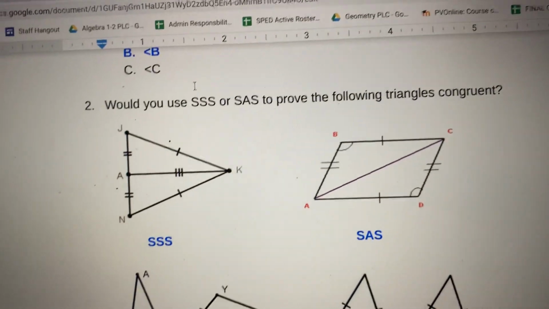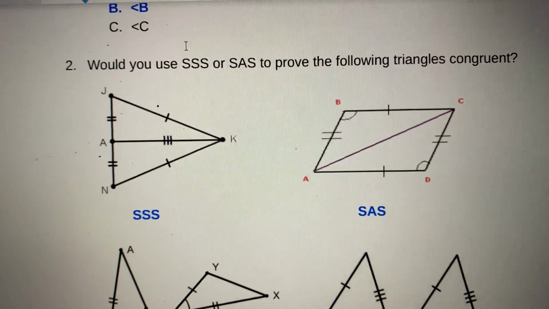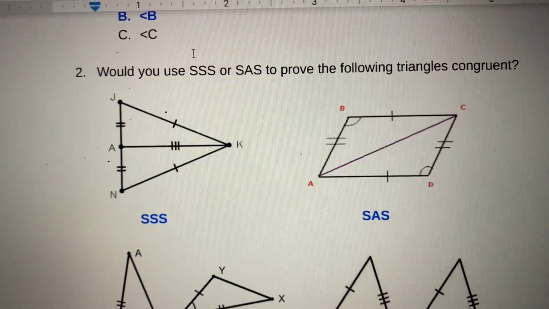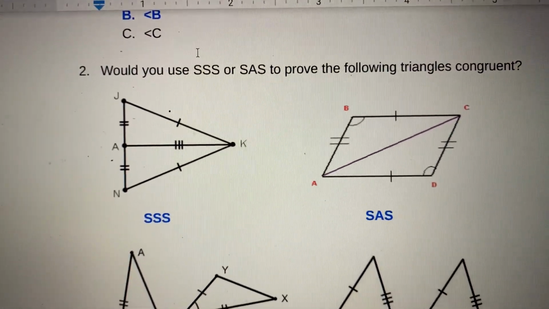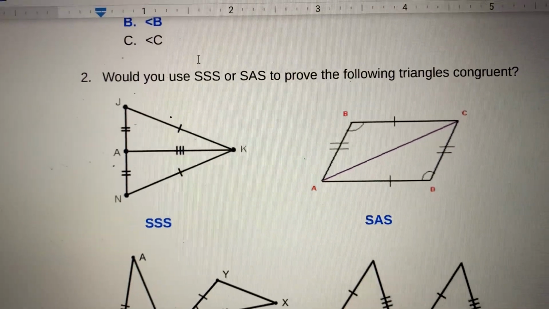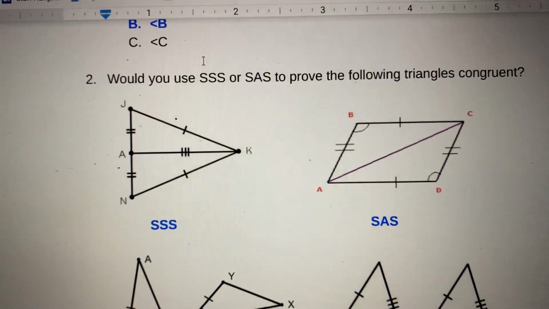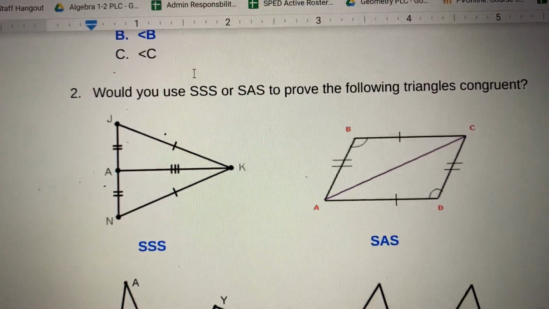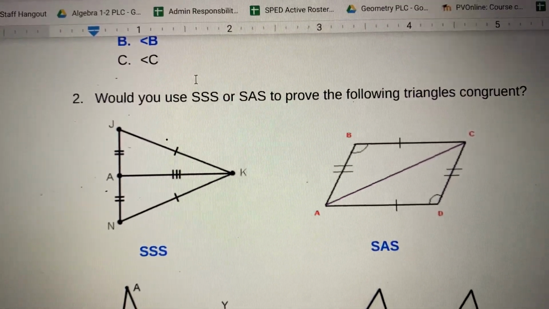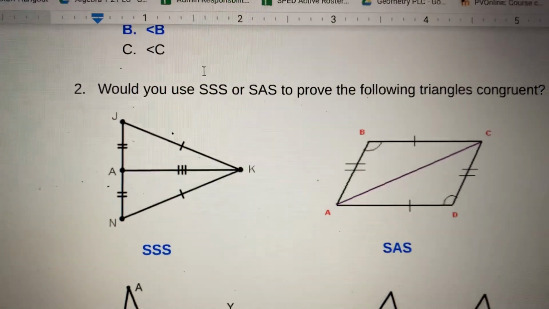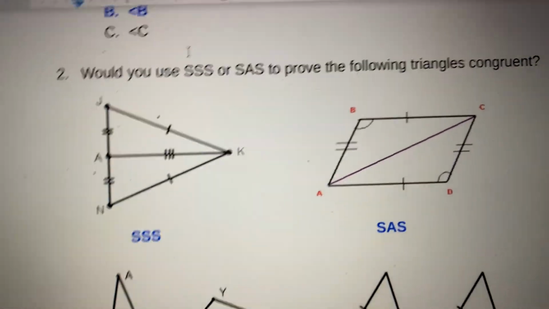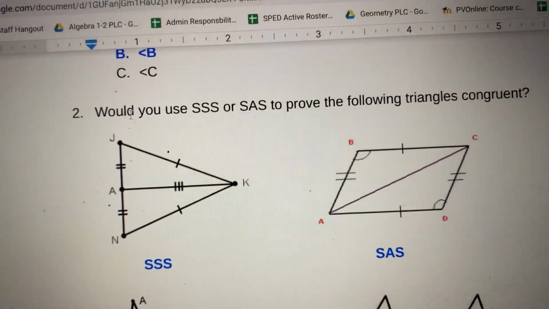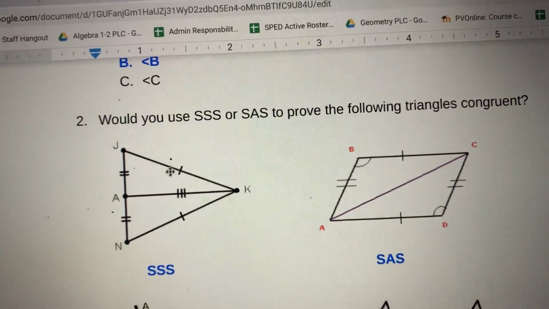The next one, for number 2, you're actually going to have several of these that you have to choose, either side, side, side, side, angle, side, or not enough information provided. And we want to know what we're going to use to prove that the following triangles are congruent. So remember that congruent just means the same. So these little markers here, the little checks, that means that they're congruent.